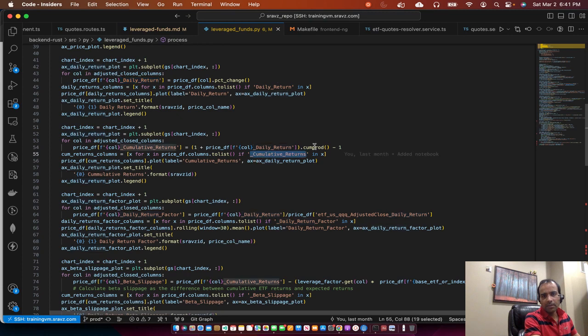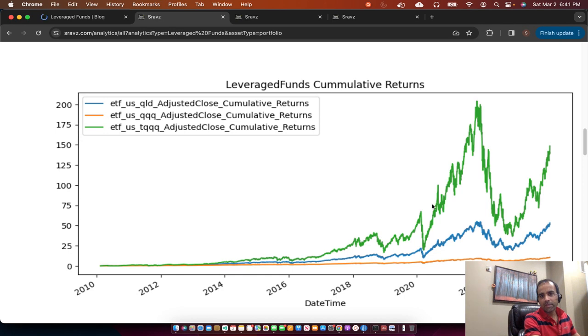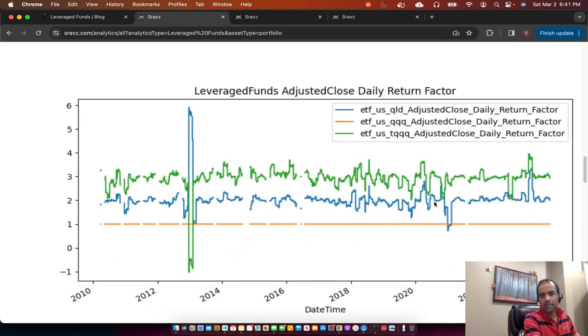We calculate cumulative returns by doing cumprod minus 1 on daily returns. And that's how we got that plot, the cumulative returns plot. Then we do adjusted close daily factor return. So for example, if QQQ return is this, and since it's daily returns and QLD is 2 times leveraged over QQQ, it should have twice the returns of QQQ.